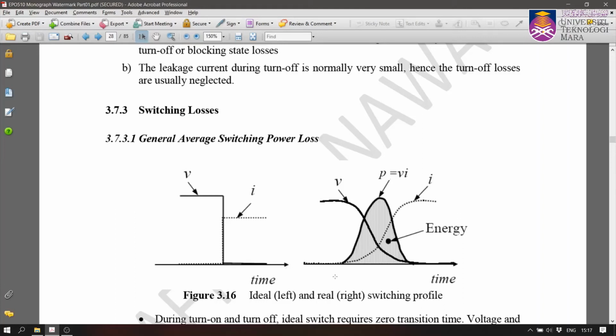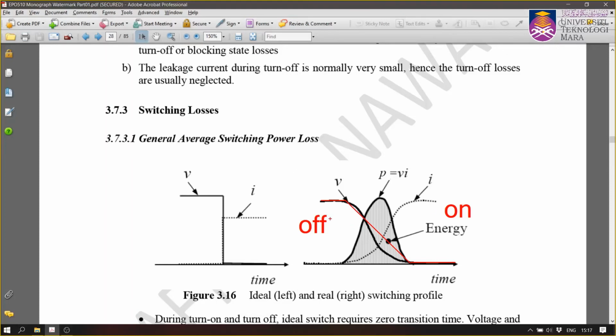However, for a real or practical switch, there is a slight delay in the transition of voltage from off to on. So there is a transition of voltage from the off voltage to zero, isn't it? This is during the off state, and now you have the on state here.